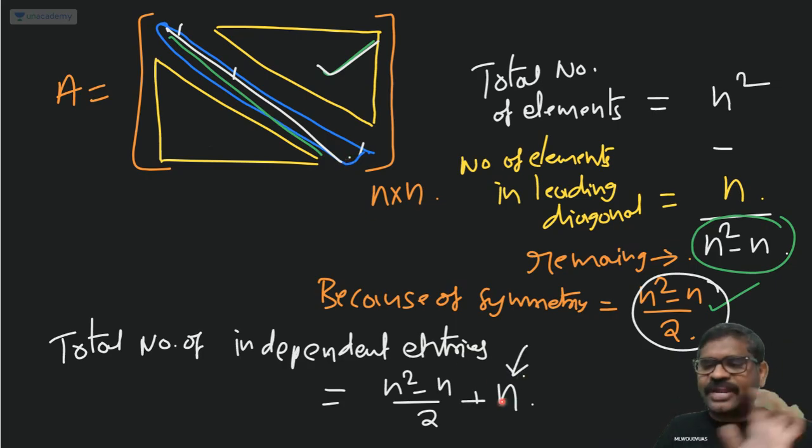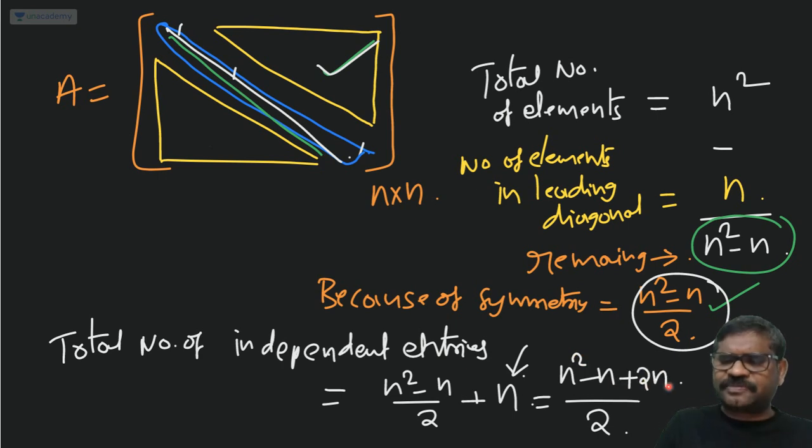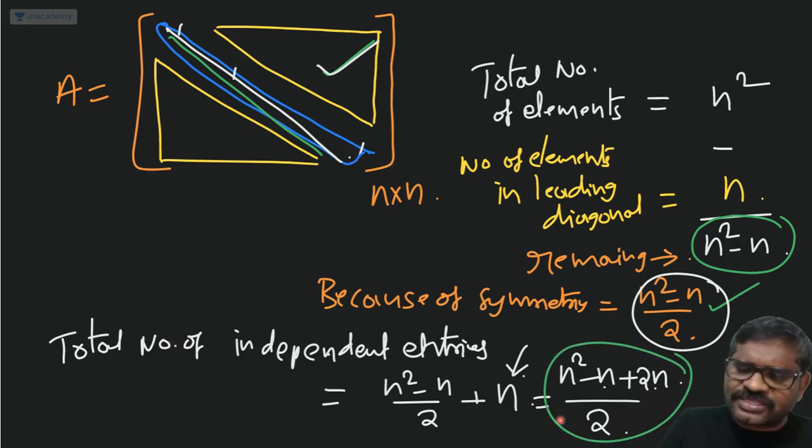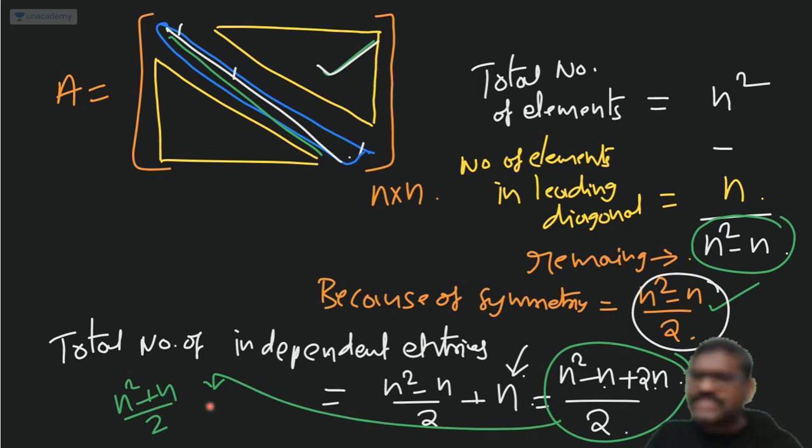Okay, now add. How many distinct blank places you have, you will get here. Denominator is 2, numerator is n square minus n plus 2n. If you simplify this, you will get n square plus n by 2. Sir, what are these n square plus n by 2? These are distinct blank places. I am talking about distinct blank places.